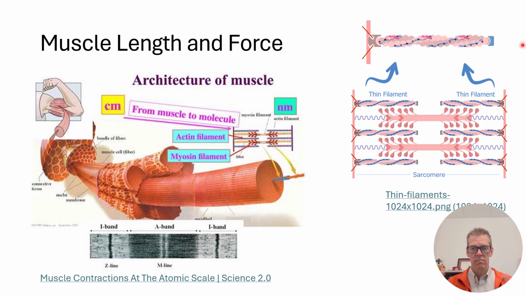And that engagement is what allows these two proteins to slide relative to each other. So that's the sliding filament theory, and it's been around for a long time and still called a theory, but pretty much accepted as the way that muscles create tension.